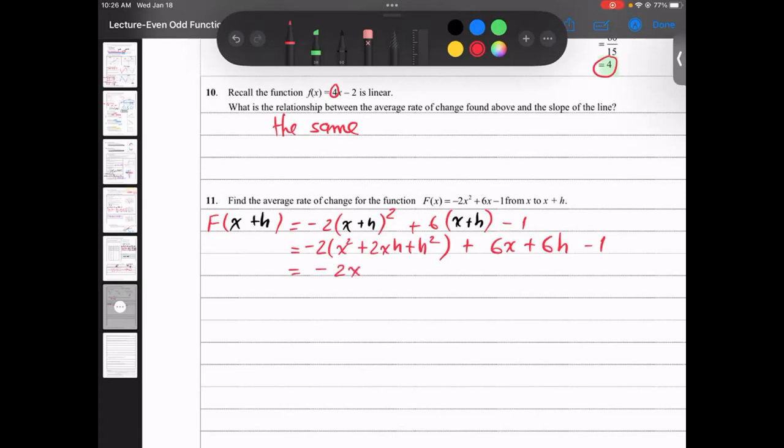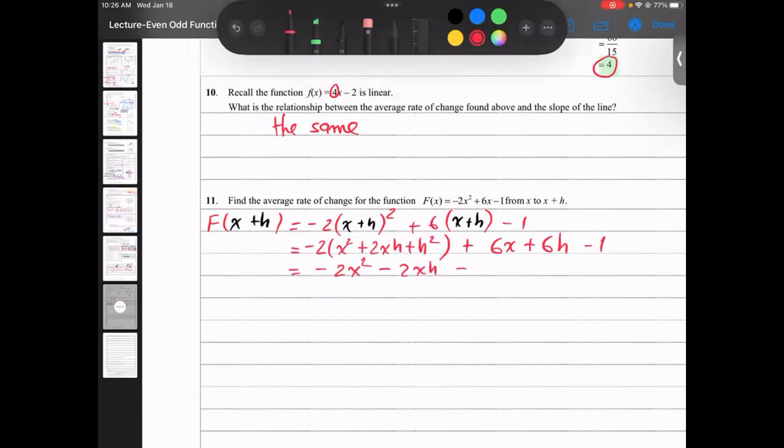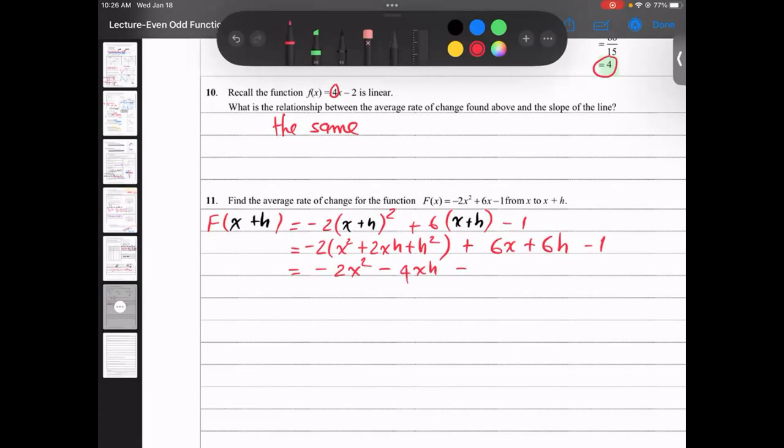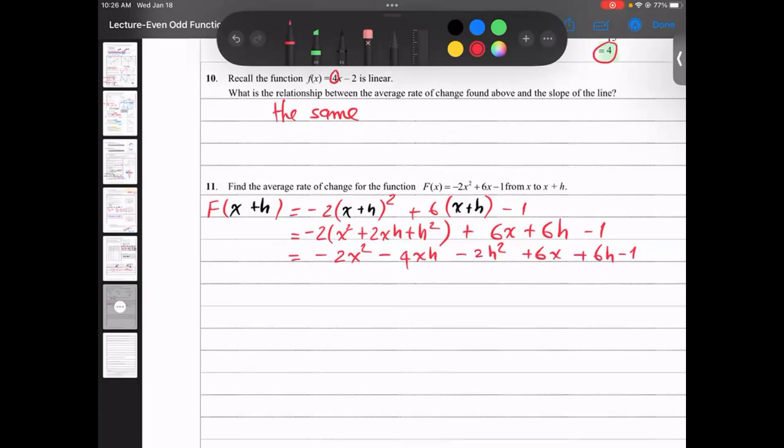Negative 2x squared plus 2xh. I'm sorry, it should be negative 4xh. Yes, thank you. Let me rewrite it: negative 2x squared minus 4xh minus 2h squared plus 6x plus 6h minus 1. All right, we're done with f of x plus h.